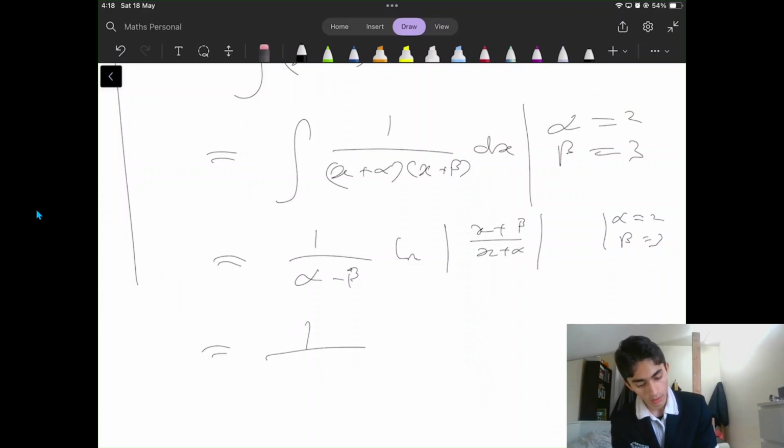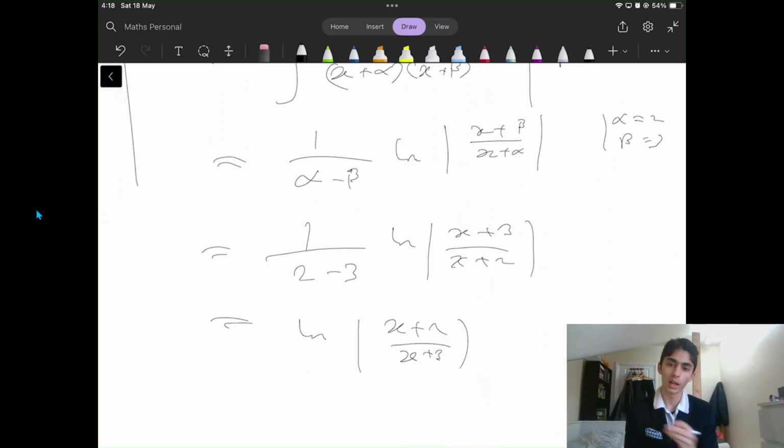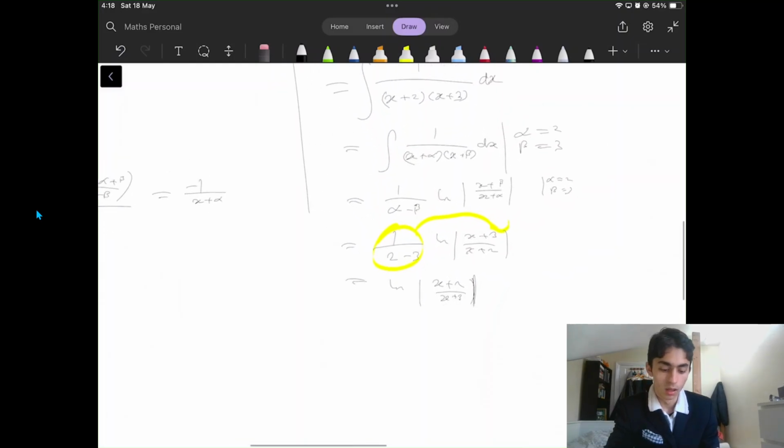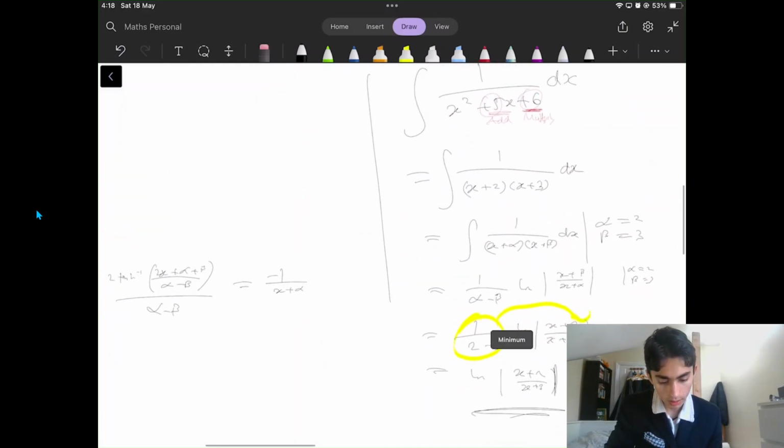So you get 1 over 2 minus 3 times log of x plus 3 over x plus 2, which is equal to log of x plus 2 over x plus 3, right? All I did there was rewrite this thing as -1, because that's what it is, and put the -1 as an exponent inside the logarithm, which in turn flips the fraction around, right? Or reciprocates, essentially.